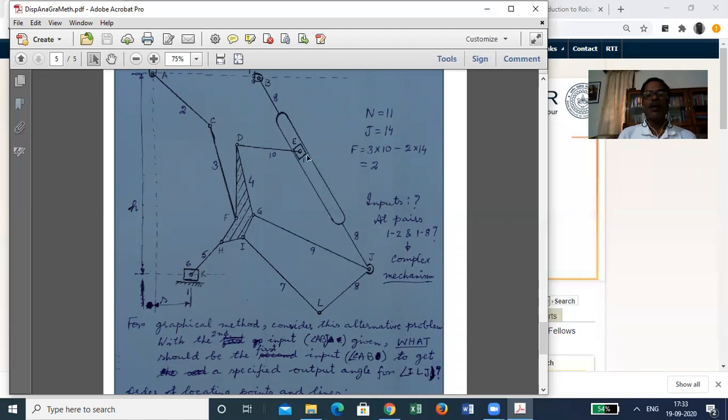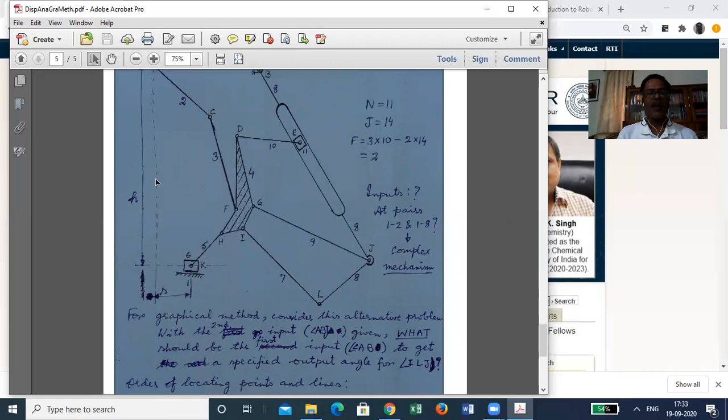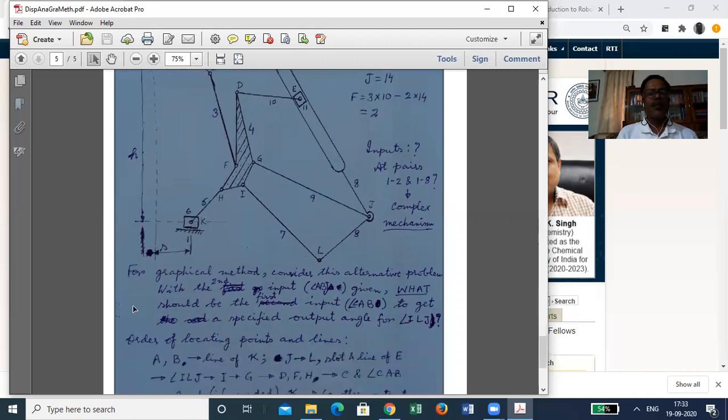So how will you do it? The first point is that the frame you would have located to begin with. That is, you would have taken a point, line AB, located points A and B at the stipulated distance, and then drawn a line parallel to that as the line of K at a distance H. This much is the description of the frame. So AB, then line of K.